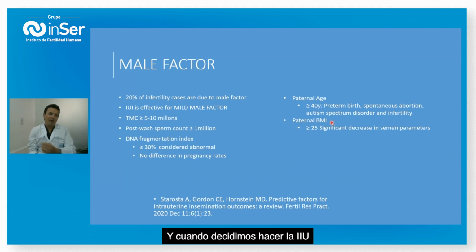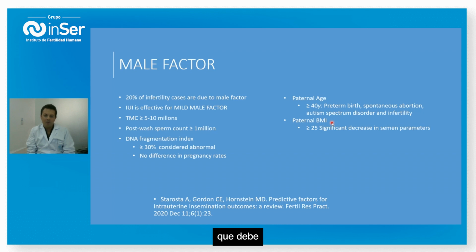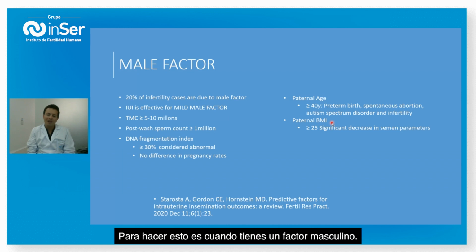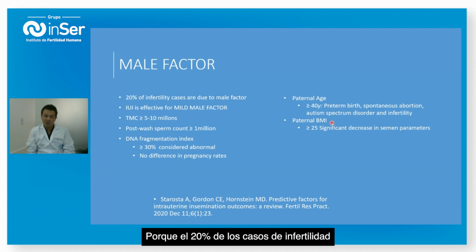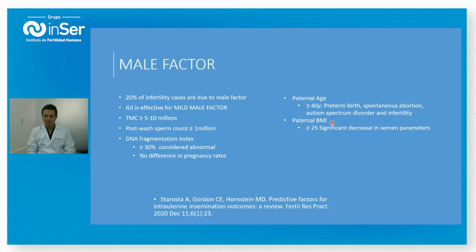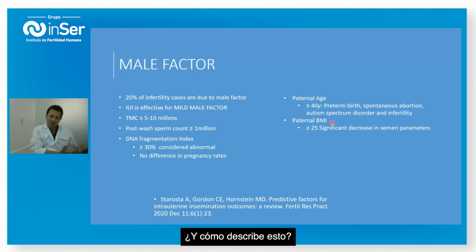And when we decide to do the IUI, the most common cause is when you have a male factor. And why is it important to know this? Because 20% of infertility cases in the world are due to male factor. And when you want to do an IUI, you have to know that the IUI is effective for male factor. And how do you describe this? There are two ways to do it.